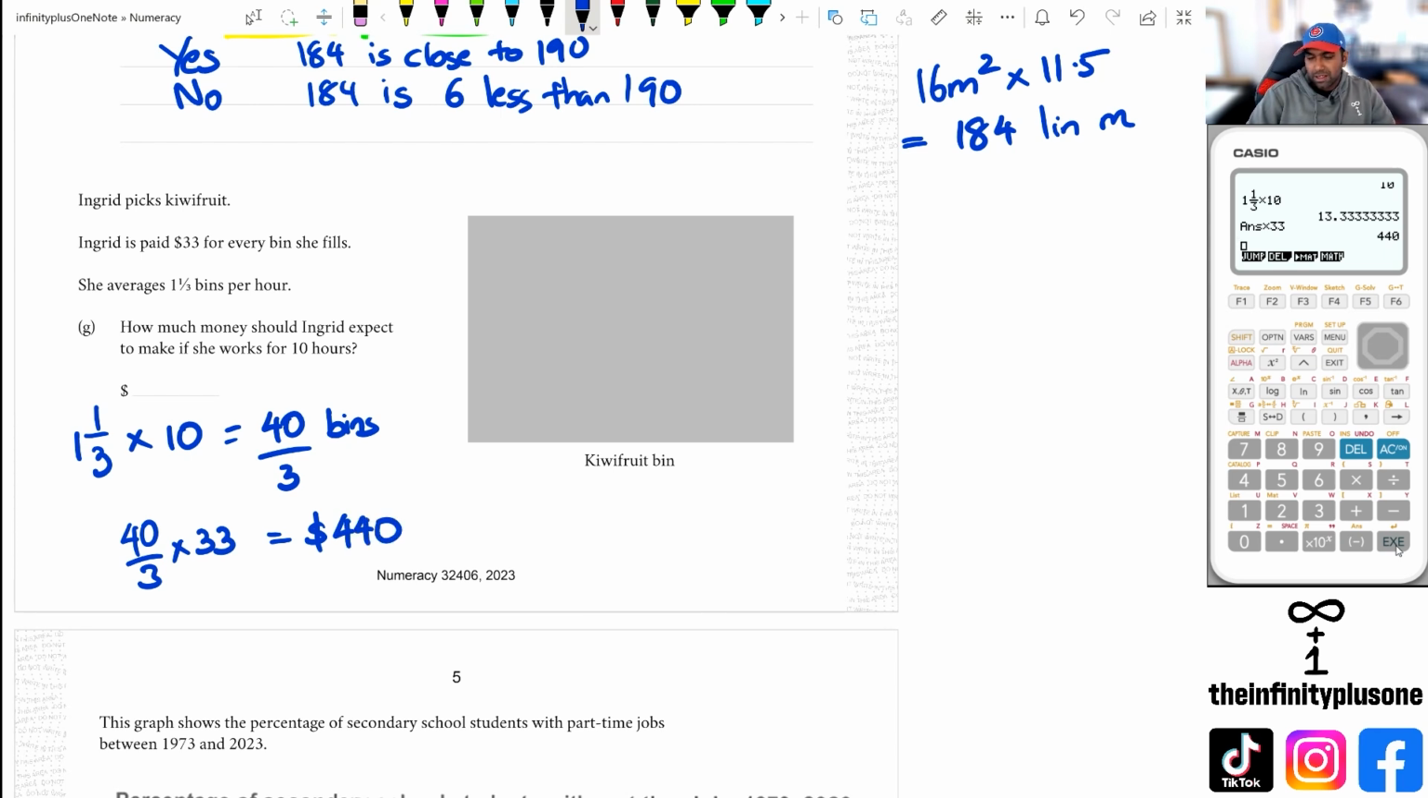$440. And once again, we had a really interesting conversation with this particular question. We had this idea that she gets paid $33 for every bin, and because it's every bin, do you then say she only gets paid for the full bin? But of course, we don't have that information here. So we're going to assume she gets paid for a half bin or a quarter bin, or in this case, 40/3 bins. Anyway, folks, let's go to the next question.